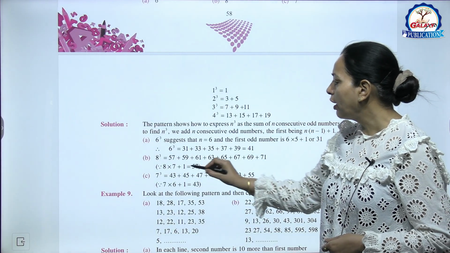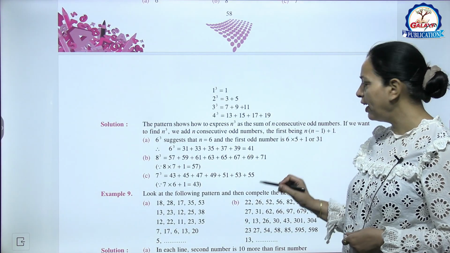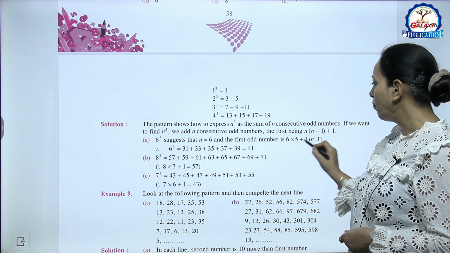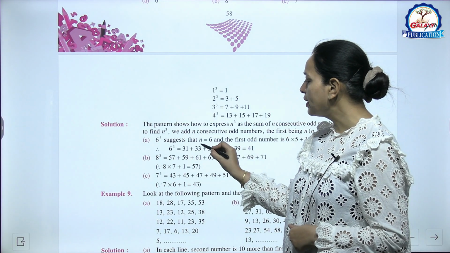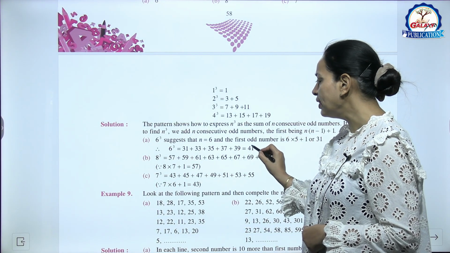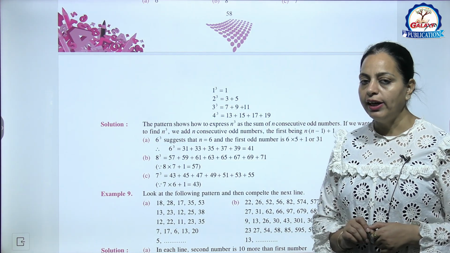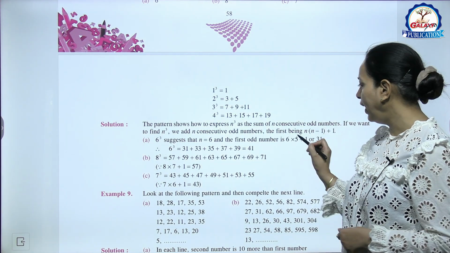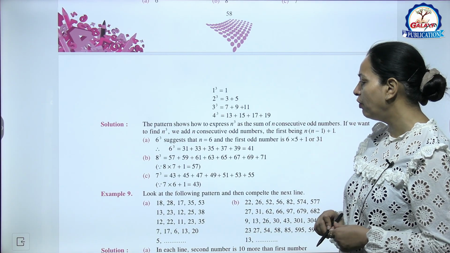So here अगर हमें 6 क्यूब करना है तो n is 6, तो फर्स्ट हम नंबर क्या लेंगे, 6 into 5 plus 1 यानी 31. So 6 क्यूब is 31 plus 33 plus 35 plus 37 plus 39 plus 41. ऐसे हम B पार्ट है 8 क्यूब, तो 8 क्यूब के लिए फर्स्ट नंबर क्या होगा, 8 into 7 plus 1 यानी 56 plus 1, 57.